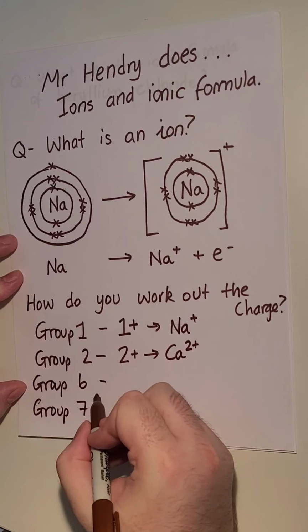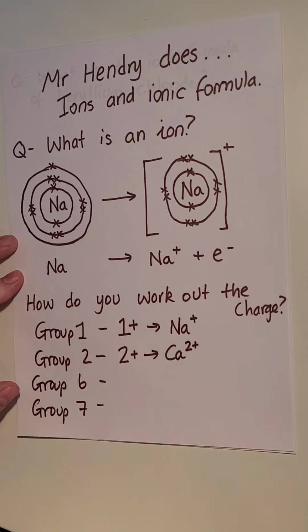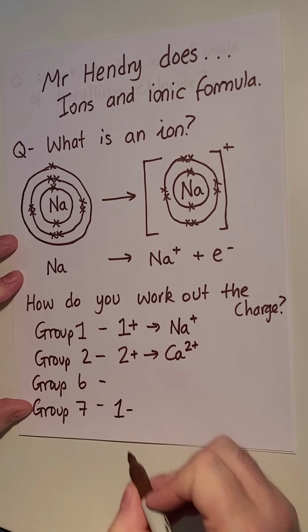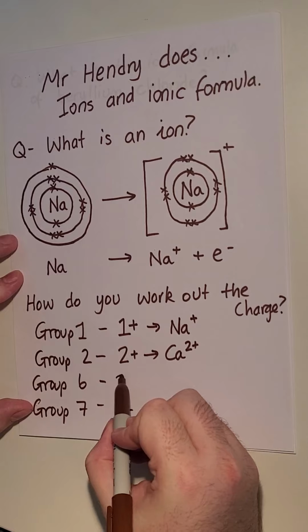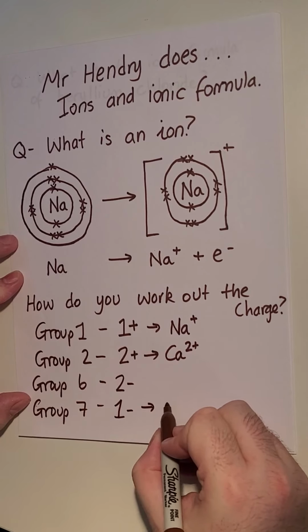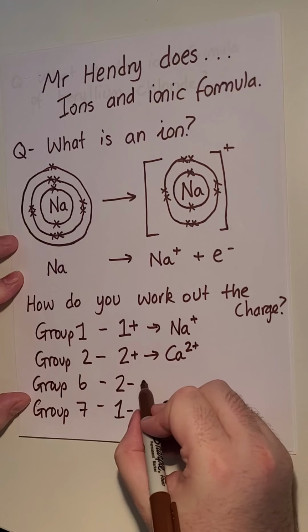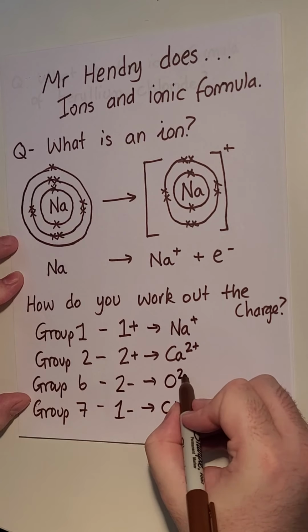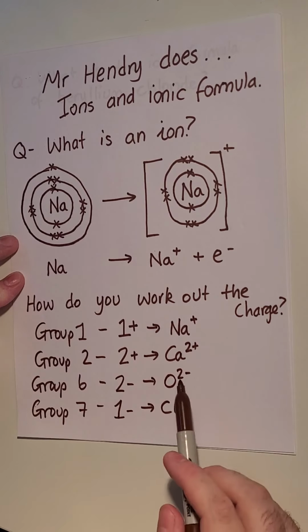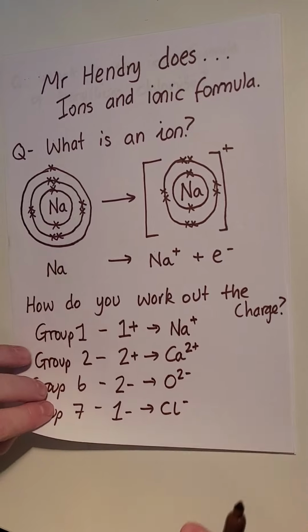To work out the charge for a non-metal, for example in group 6 or group 7, we would form a negative ion. These elements need to gain electrons to get to their full outer shell. In group 7, we need to gain 1 electron, so we will have an overall 1 negative charge, and in group 6, we need to gain 2 electrons. We'd write these as, for example, Cl- or O2-. Oxygen is in group 6, it needs to gain 2 electrons to get a full outer shell, and it would be written as O2-.